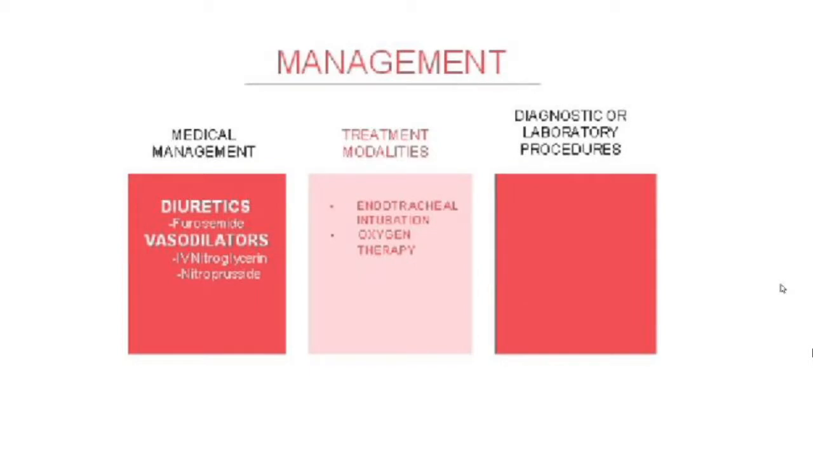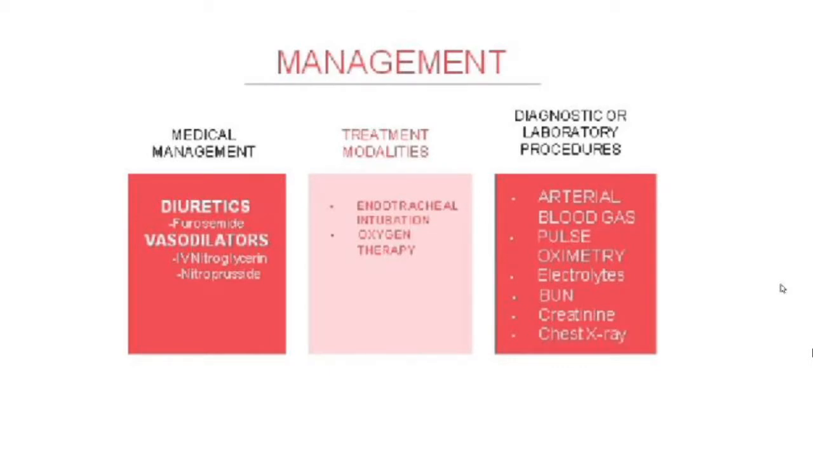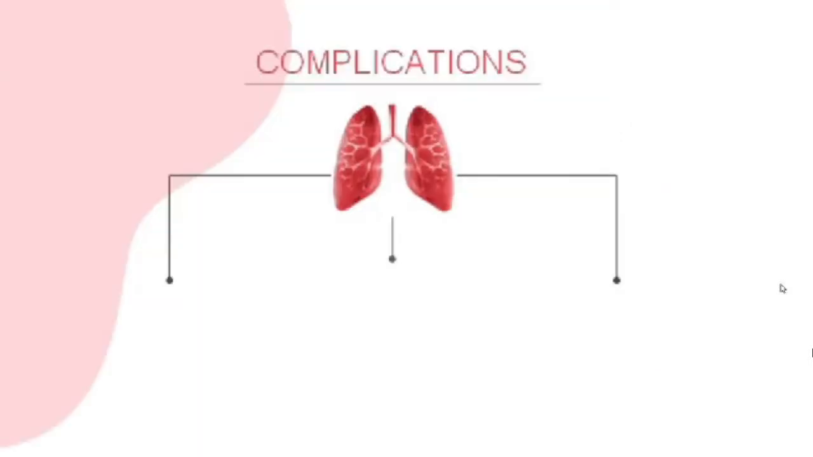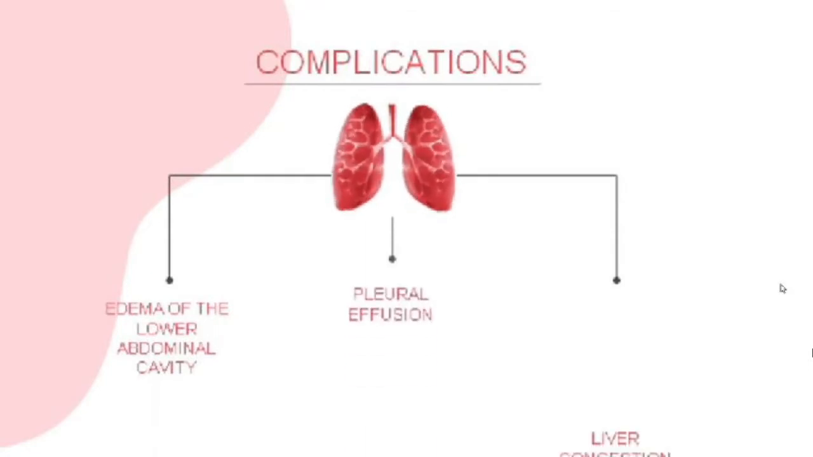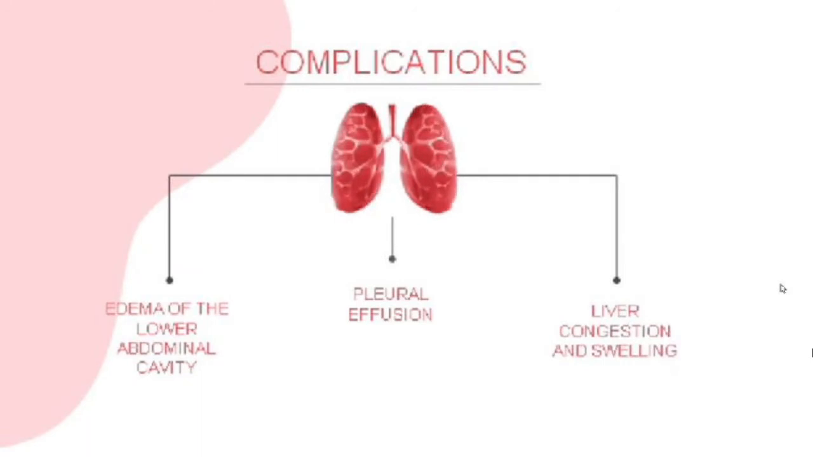Last are the diagnostic or laboratory procedures: the arterial blood gas, pulse oximetry, electrolytes, BUN, and creatinine. Also included is chest X-ray. So if pulmonary edema is not treated immediately, it can lead to complications like edema of the lower abdominal cavity, pleural effusion, liver congestion, and swelling.